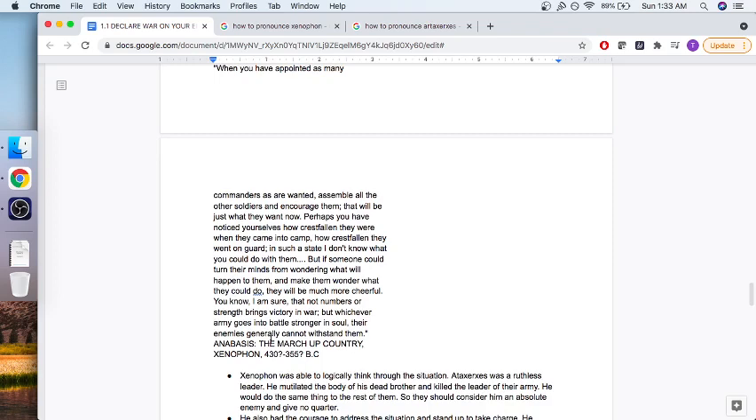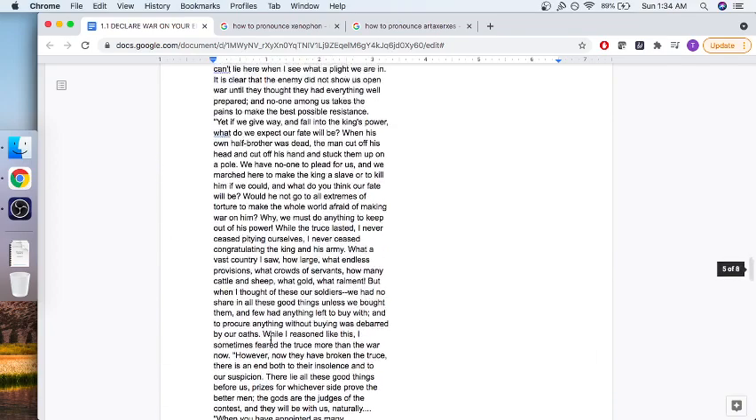Perhaps you have noticed how crestfallen they were when they came into camp, how crestfallen they went on guard. In such a state, I don't know what you could do with them, but if someone could turn their minds from wondering what will happen to them and make them wonder what they could do, they would be much more cheerful. You know, I am sure that not numbers or strength brings victory in war. But whatever army goes into battle stronger in soul, their enemies generally cannot withstand them.